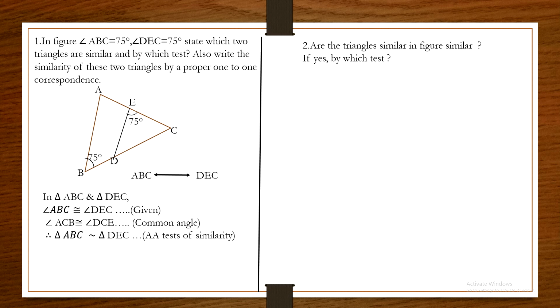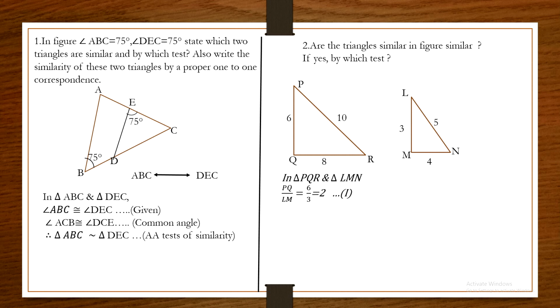Now let's take another example. Are the triangles similar in the figure? If yes, then by which test? Here triangle PQR and triangle LMN are given and the respective sides are also given. All measures of sides are given, so first we have to find the ratio of all corresponding sides.